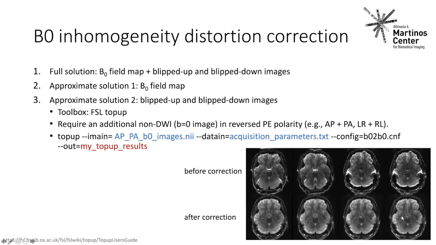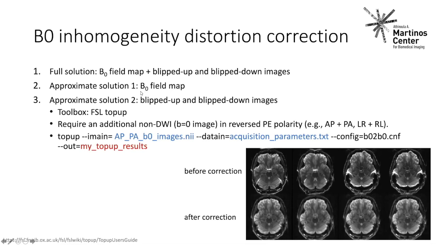Okay, then there is susceptibility-induced geometric distortion correction, which we introduce as a region. So the full solution is to acquire a B0 field map and blip-up, blip-down images, and then we can correct the distortion completely. But it takes a lot of time.